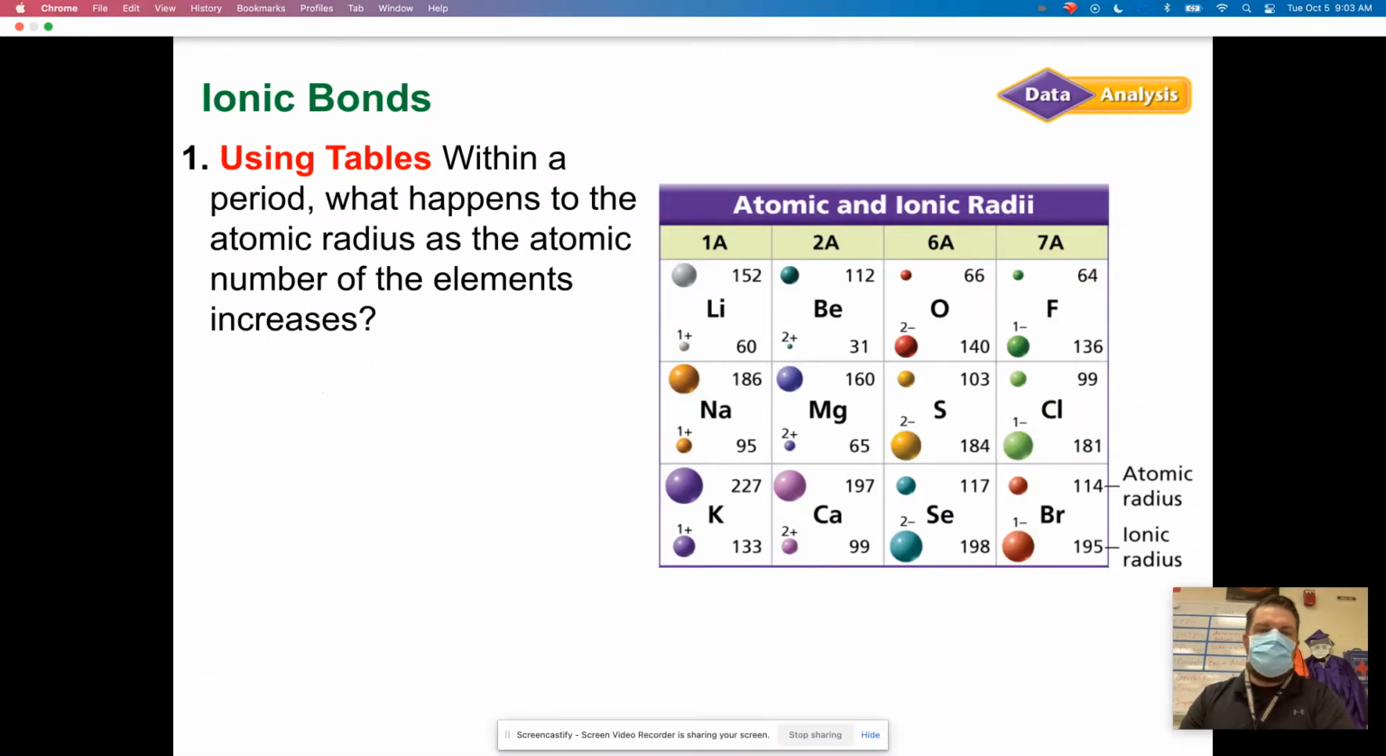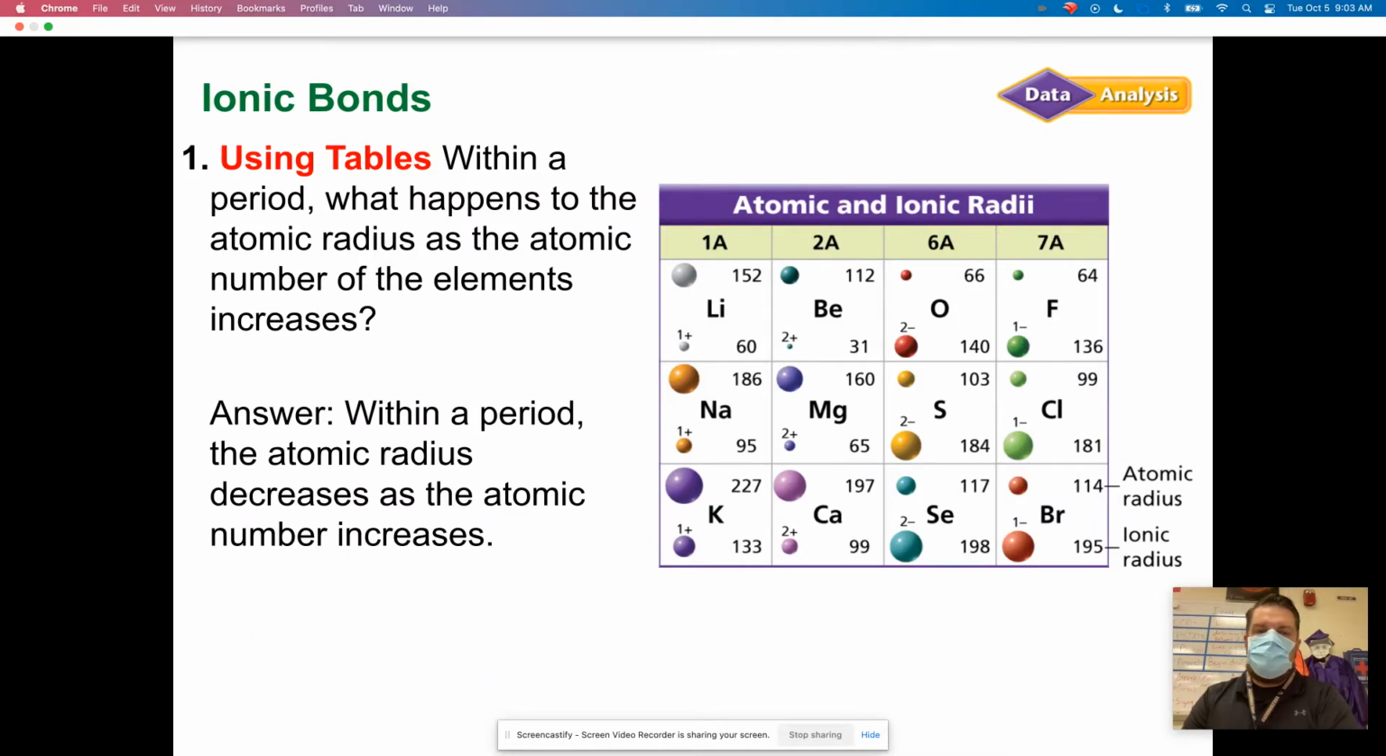So using the table, within a period, what happens to the atomic radius as the atomic number of elements increases? Well, within the period, remember the period is going to go across this way. It's a row. The atomic radius decreases and the atomic number increases. So it seems counterintuitive, right? Because you're going to have more stuff over here on the right, but the radius decreases. That's to make room for all the electrons and stuff.